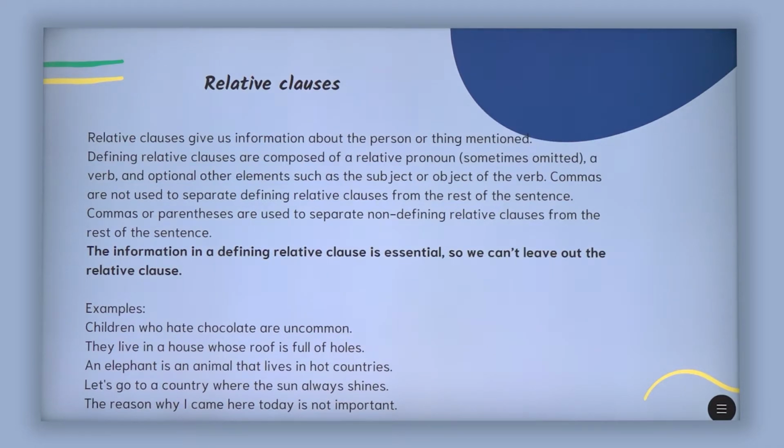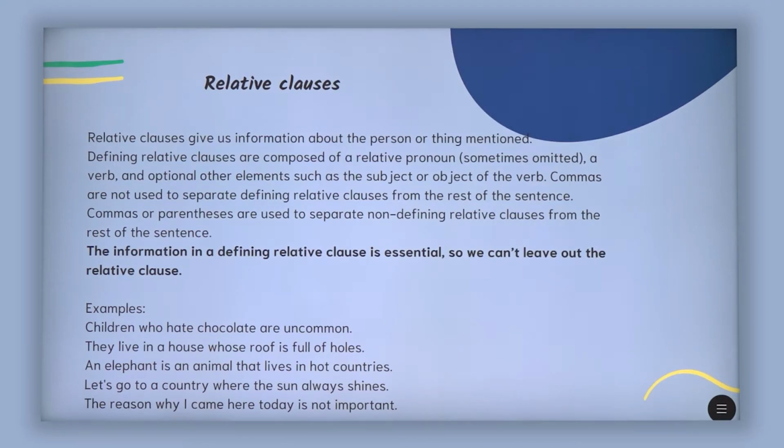Commas are not used to separate defining relative clauses from the rest of the sentence. Commas are used to separate non-defining relative clauses from the rest of the sentence. So the information in a defining relative clause is essential, so we cannot leave out the relative clause.